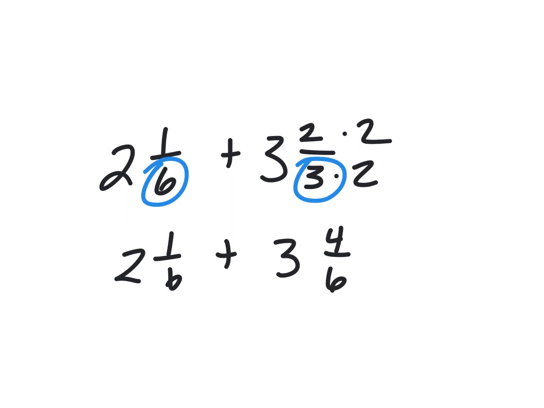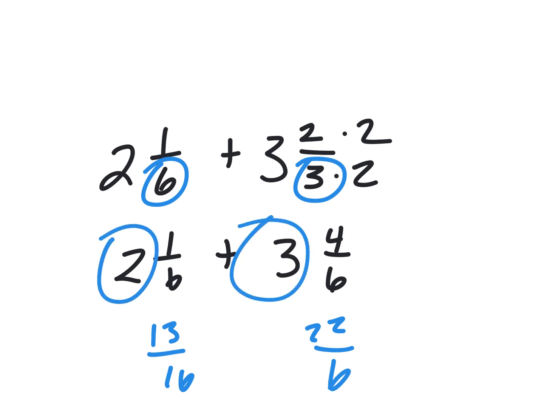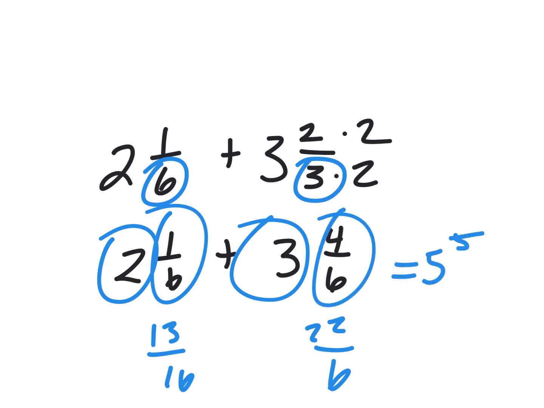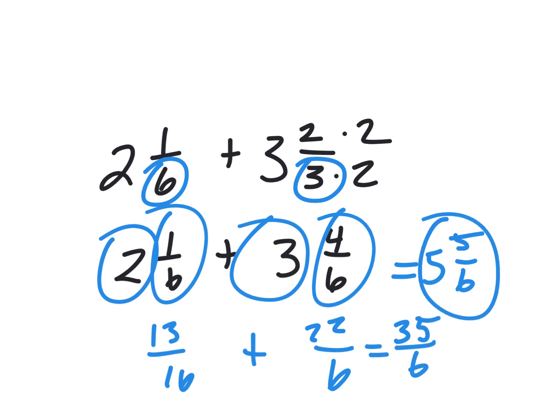Now in this case, we don't need to make those jumbo fractions. If you did, it would have been 13/6, but you didn't have to do that. And 22/6, you didn't have to do that. You could just add the 3 and the 2 makes 5. And the 1/6 and the 4/6 makes 5/6. Raise your hand if you had 5 and 5/6. All right, any questions on that? This would have added together, and you would have had 35/6, but then if you reduce it, it comes out to 5 and 5/6.